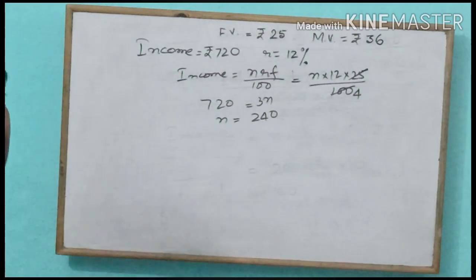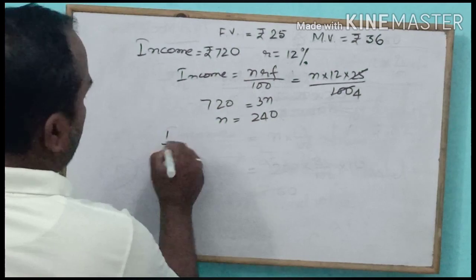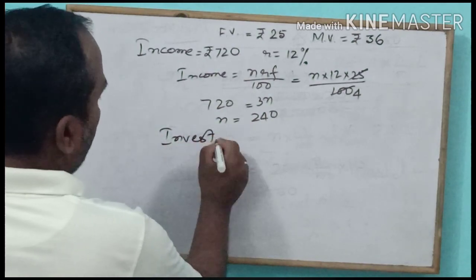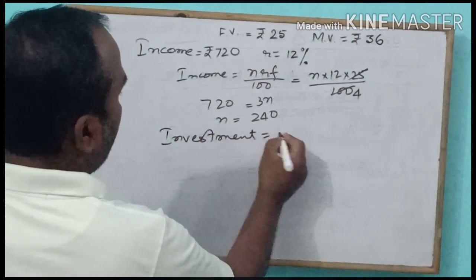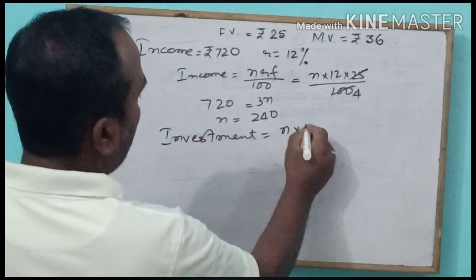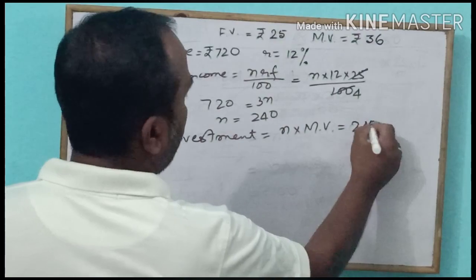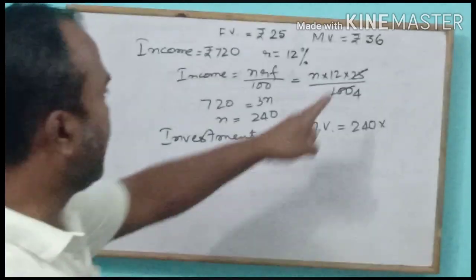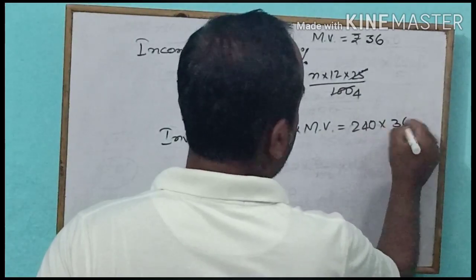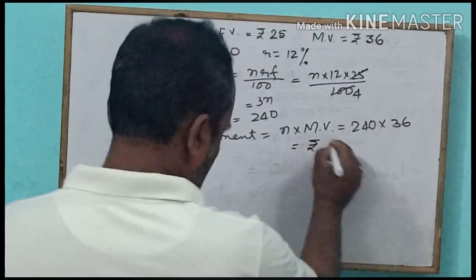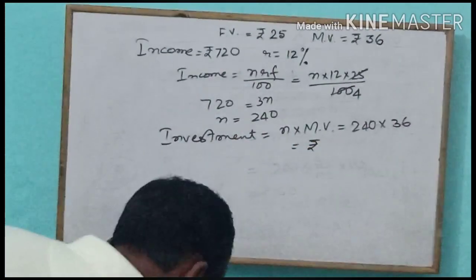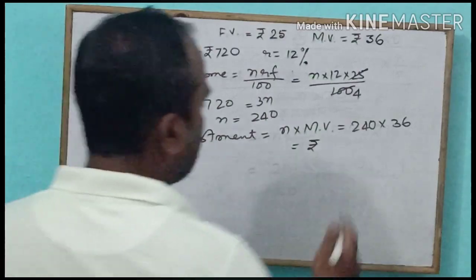Now what should be his investment? Investment is equal to number of shares into market value, that is number of shares 240 into market value per share ₹36. So after multiplication we get ₹8,640.